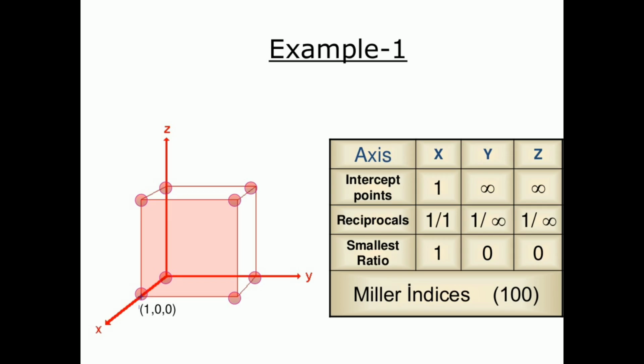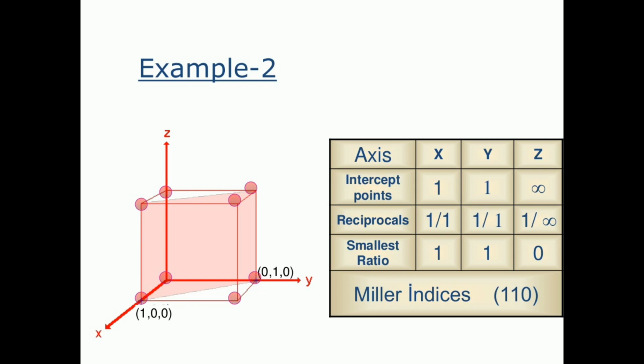Another example is with an intercept at a totally different angle. Actually, the angle will be slightly changed on the x and y axes. See the intercepts in the x direction and y direction, and take the reciprocal. The x intercept is 1, y is 1, and z is infinity. The reciprocal is 1 divided by 1 is 1, 1 divided by 1 is 1, and 1 divided by infinity is 0. So the Miller indices we give are 1 1 0.